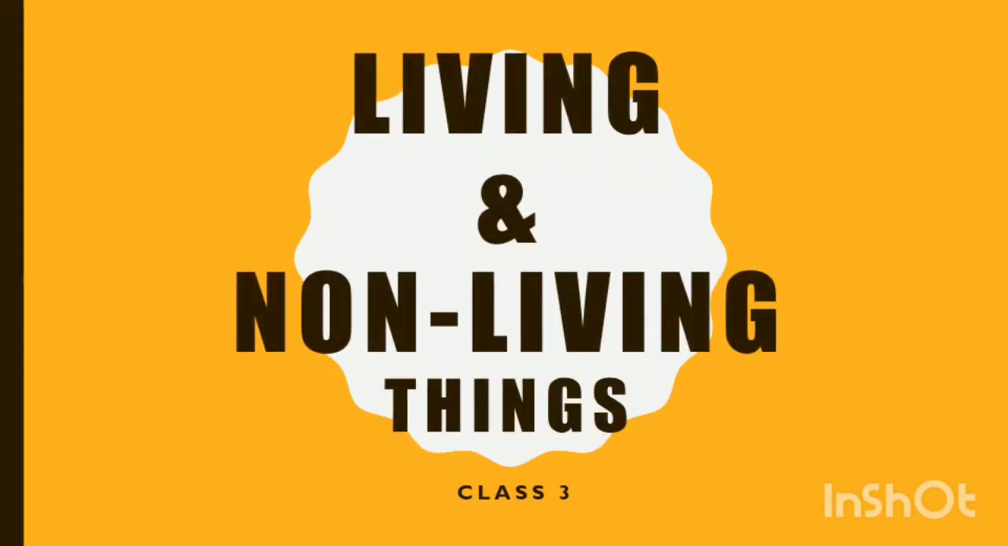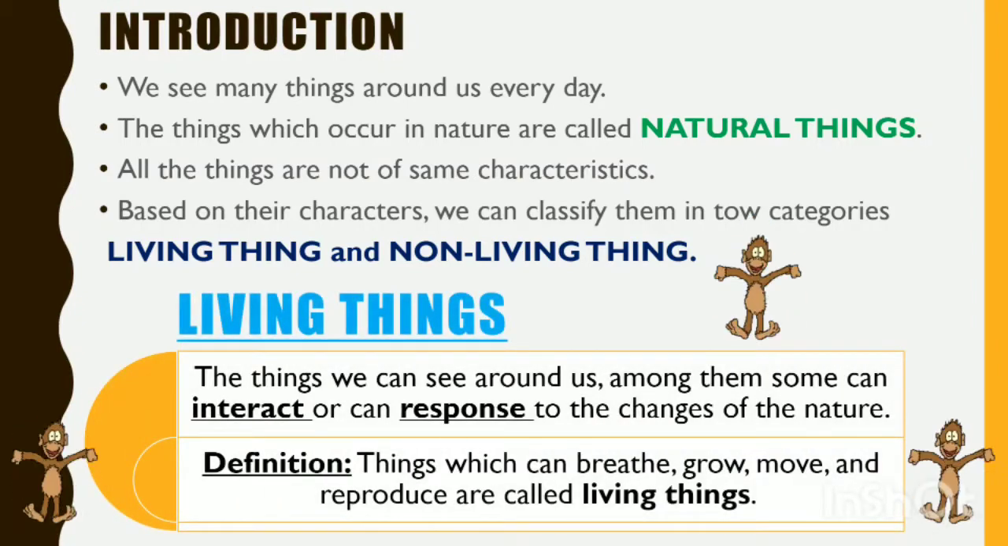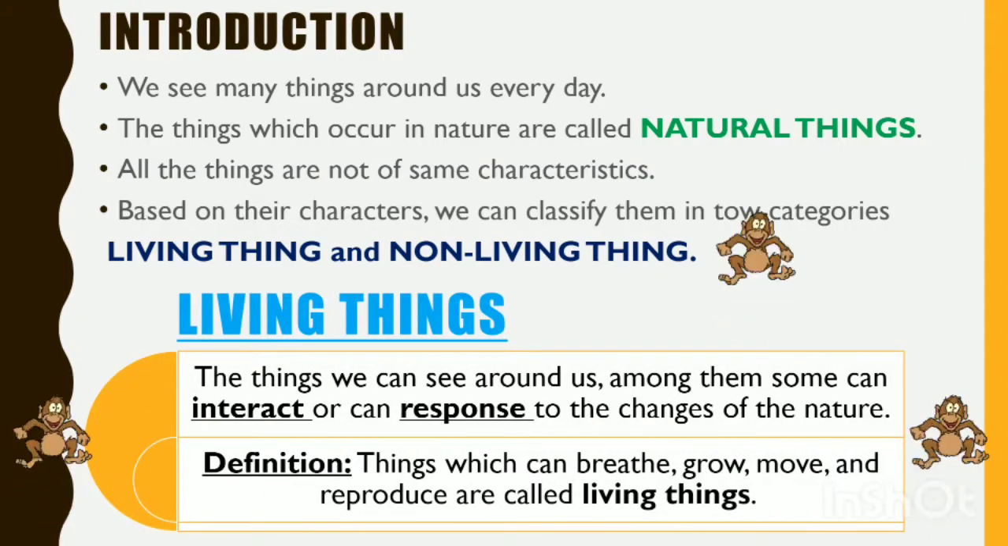Today our topic is living and non-living things. We can see many things around us like table, chair, birds, dogs, our relatives, us, but they are not all same. So we can differentiate them in two categories, that is living thing and non-living thing. How do we know what is living and what is non-living?